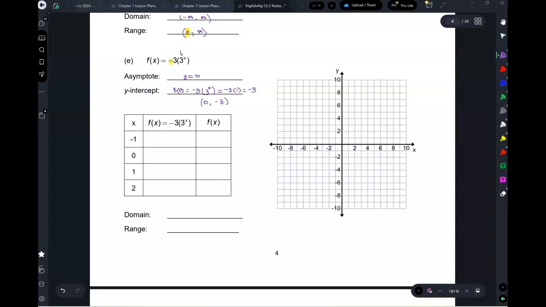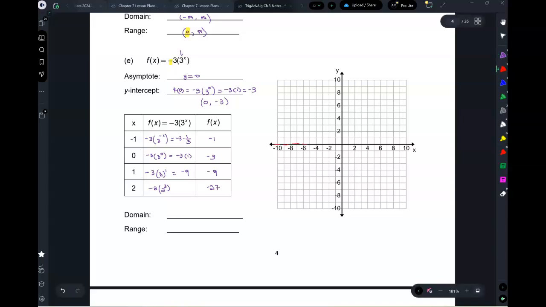So let's see what happens here. This is -3, 3 to the -1. -3 times 1 over 3, -1. -3, 3 to the 0, -3 times 1. -3 times 3 to the 1, -9. And then -3 times 3 squared, that's -27. All right, so obviously I'm not going to graph that one.